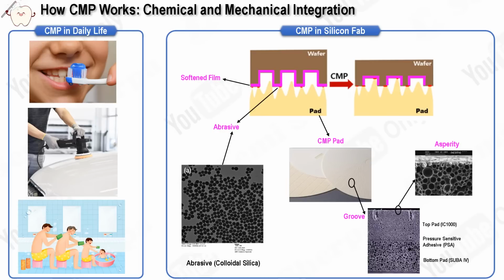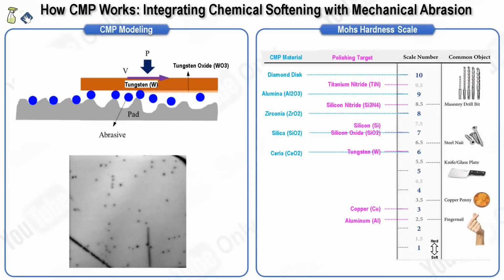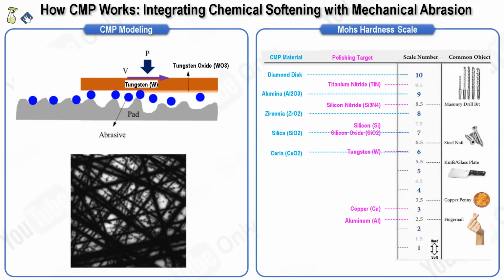It achieves this by combining chemical reactions that soften the film material to a lower hardness than abrasives. This allows the abrasives to mechanically polish the softened film, removing only the surface layer without scratching the underlying layers, resulting in a smooth and planar surface. The basic mechanism of the CMP process involves the mechanical removal of a chemically softened material surface.